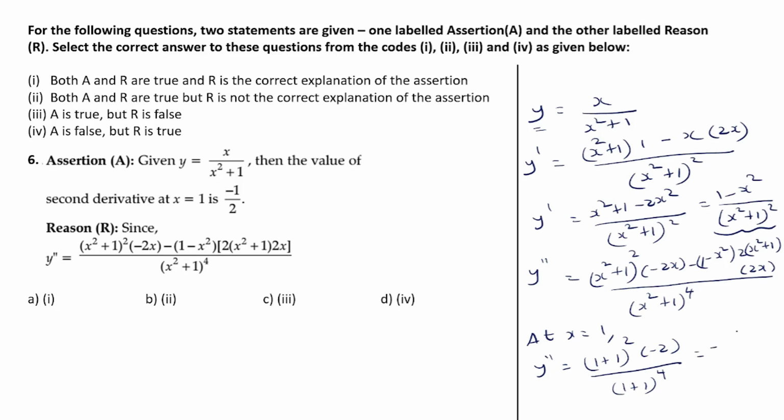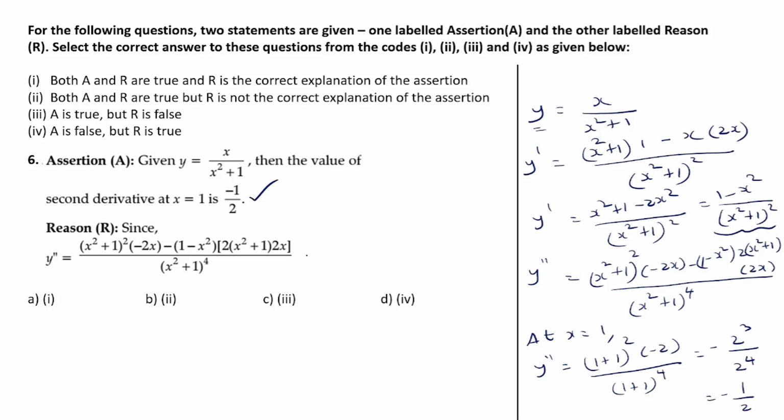So here there is 1 minus outside. 1 plus 1 the whole square is 2 square, into 2 it is 2 cube. 1 plus 1 the whole raised to 4 is 2 raised to 4. So this is minus half. So at x is equal to 1, the value of the second derivative is minus half.